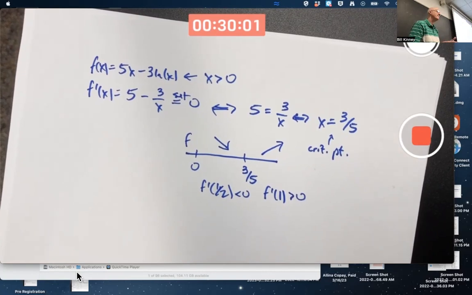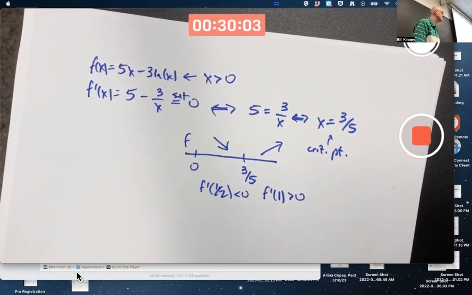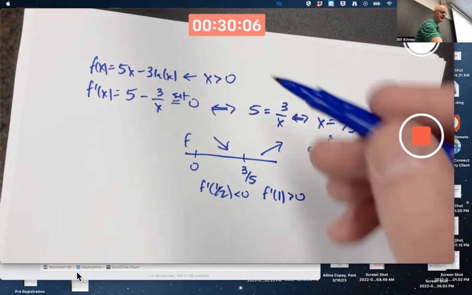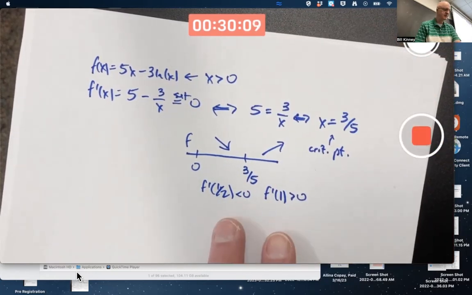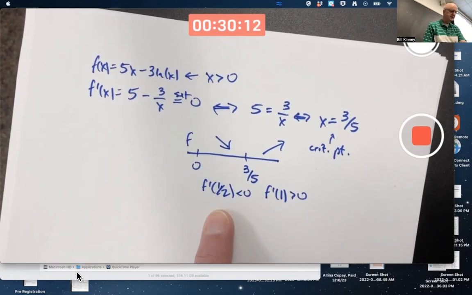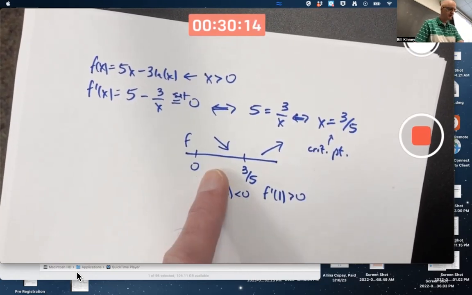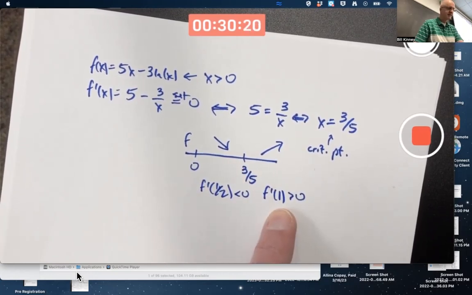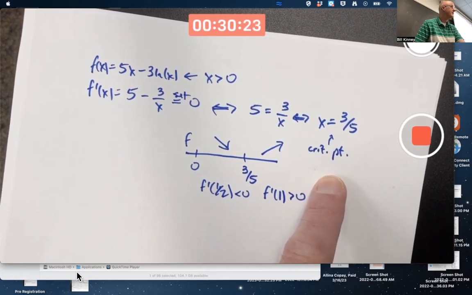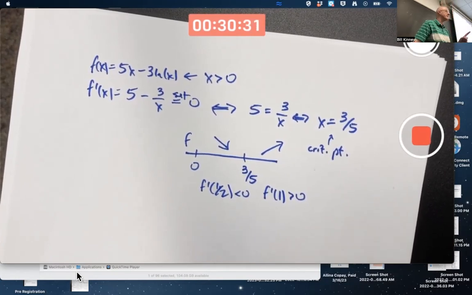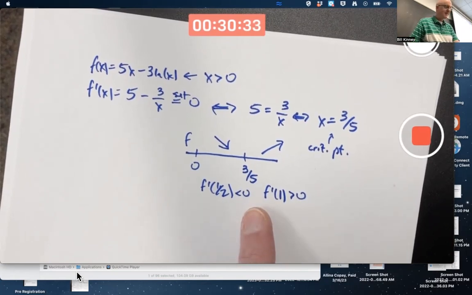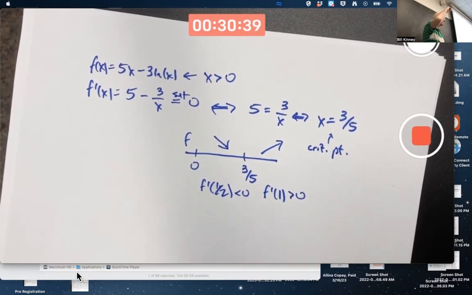Again, I am using the fact that F is a nice function. When x is positive, that's a nice continuous function. So I only need to test these individual points. If I know the derivative at 1/2 is negative, I know the derivative is negative in the entire interval here. If I know the derivative at 1 is positive, I know the derivative is always positive over here. The function is continuous when x is positive. So it's decreasing, then increasing. The first derivative test would tell me then that at 3/5 I have a local minimum because the function's graph's got to go down and back up again.